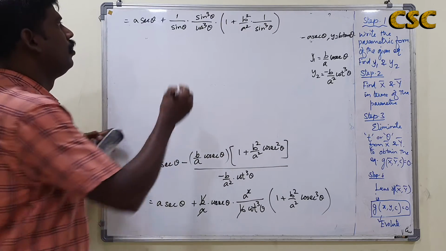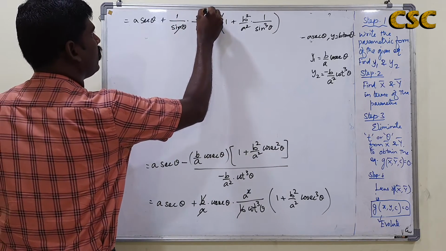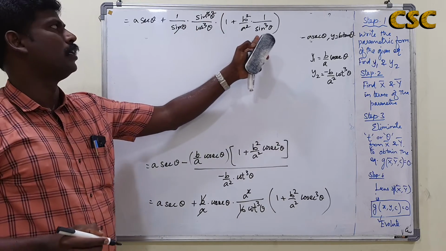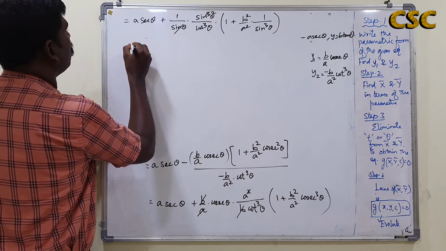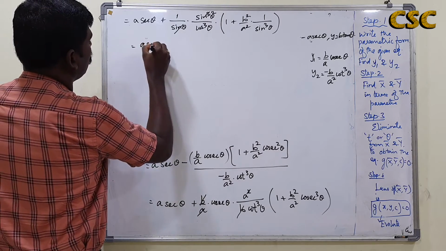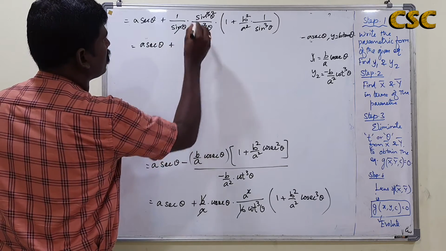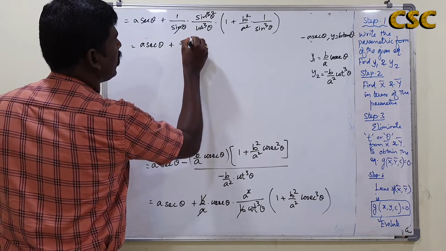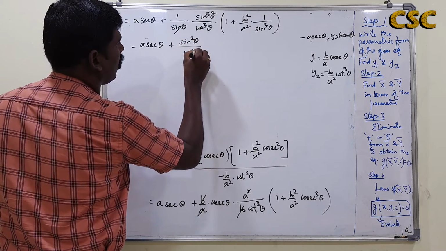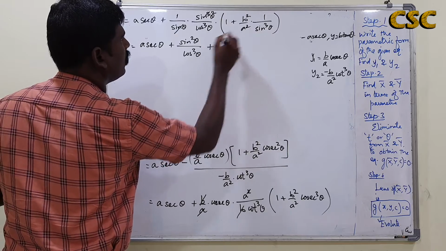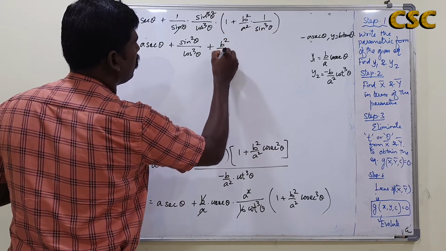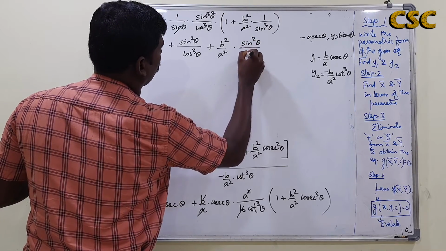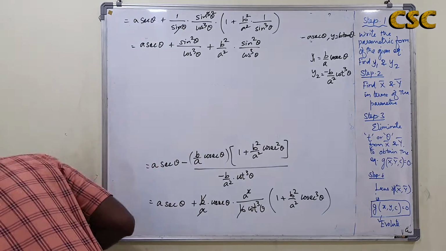Right? Now I am trying to cancel the sin theta with the sin cube theta, so sin square theta is remaining. Now I am going to multiply this term inside the bracket. That is equal to a secant theta plus sin square theta by cos cube theta is here. 1 into that value is the same. Sin square theta by cos cube theta plus b square by a square into sin square theta by cos cube theta.